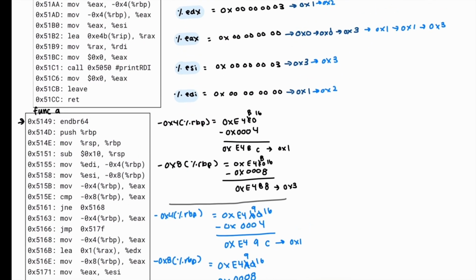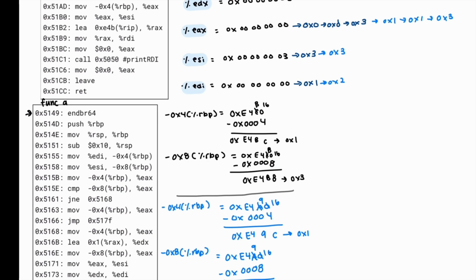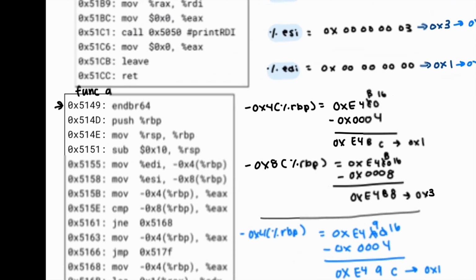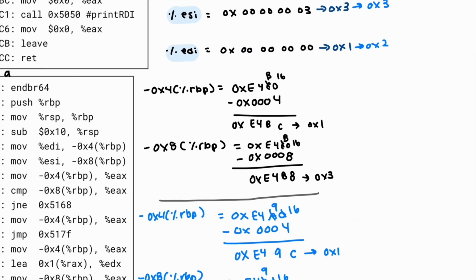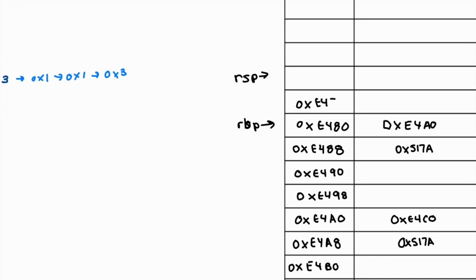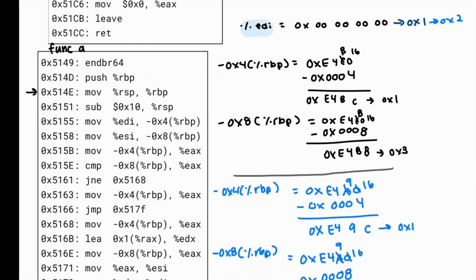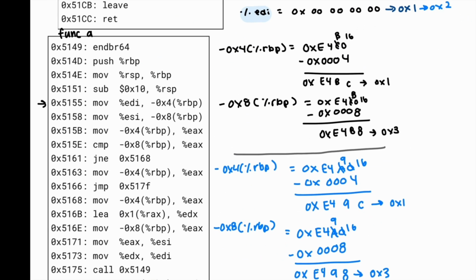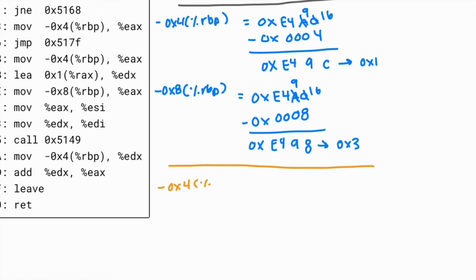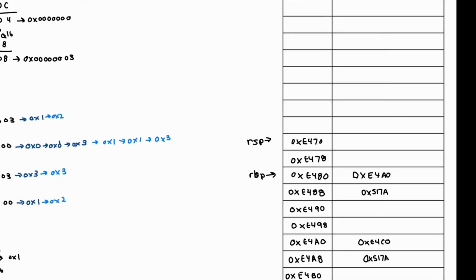All right, let's go through this problem again. So we're pushing RBP, RSP goes up, RBP's address goes in here. Then our RBP is at this point, and then our RSP has to go up by 16 bytes. And once we get to this point, again, we have to recalculate our new minus 0x4 and minus 0x8 variables. Our new RBP is at E4780.